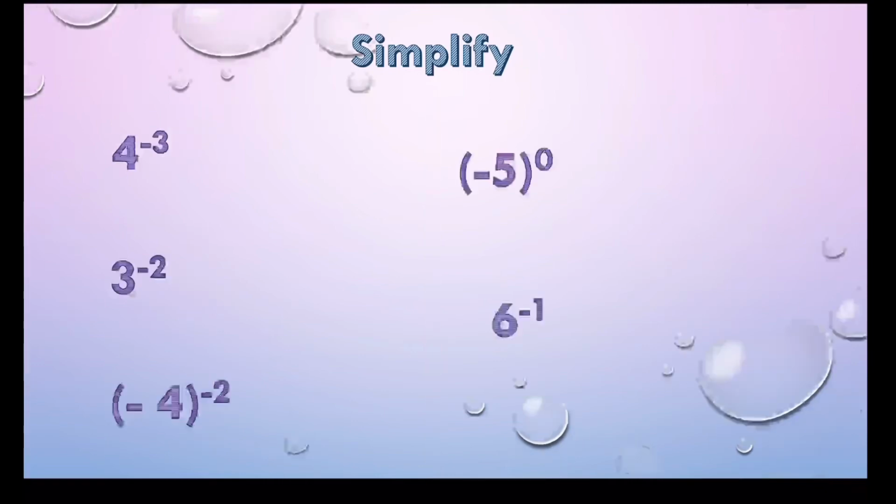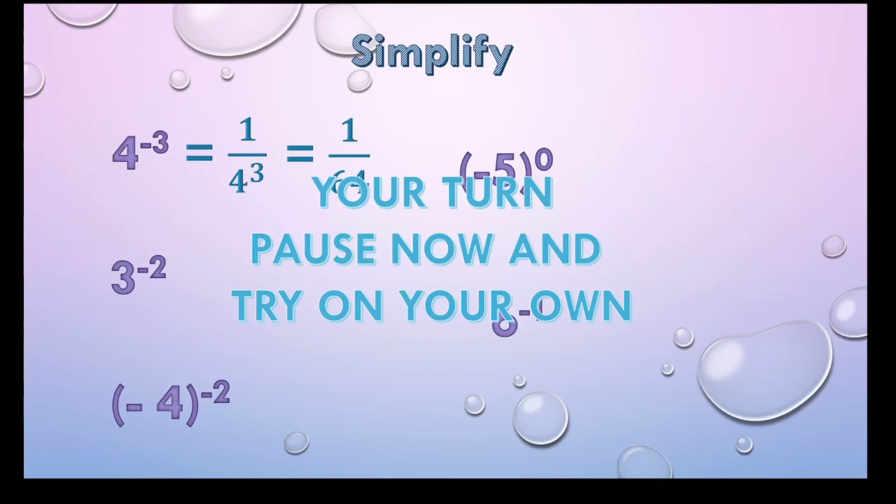So let's take a look. We've already done 4 to the negative third power. Remember, we bring it to the bottom. We wrote it as a positive, and then we actually did 4 cubed, which is 1 over 64. We did that in our examples. So here's what I want you to do. I want you to pause now and try this on your own.